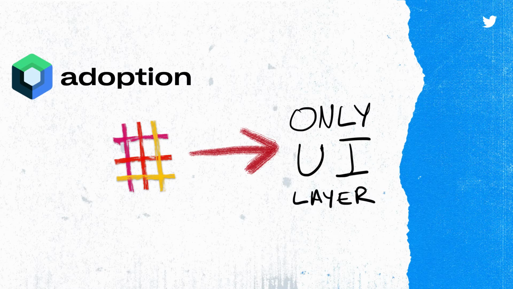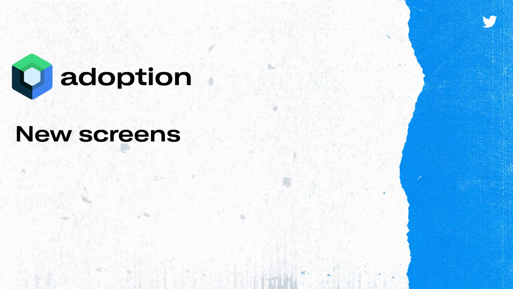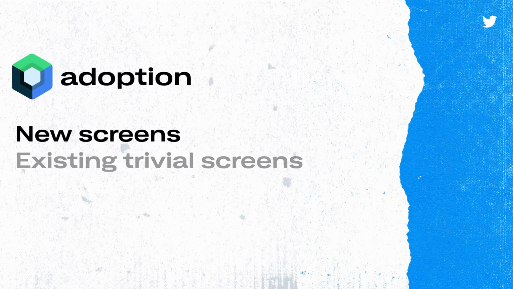Well, we found out that screens that were already migrated to Weaver were the easiest to port, because only the UI layer needed to be rewritten and the rest was reusable wholesale. So we could basically reuse all of the business logic. Screens containing Weaver were also the newer screens, so the ones that were done in the past few years.